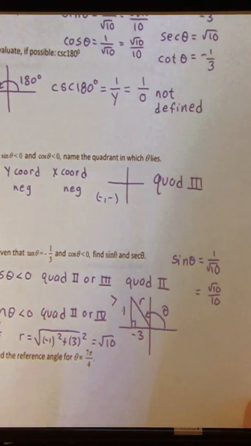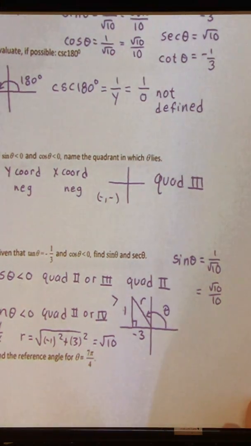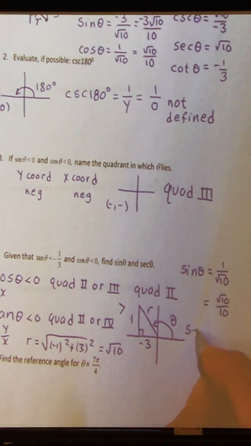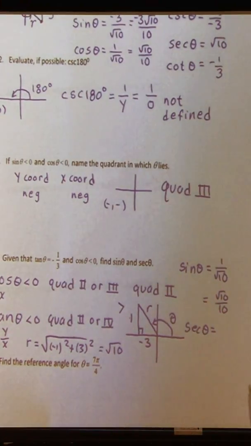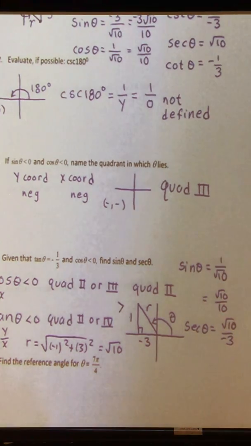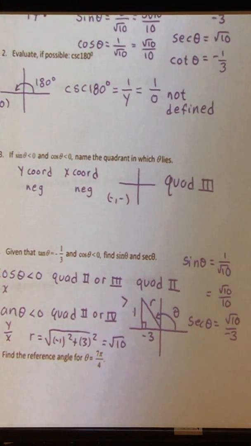And then we need to also get the secant. The secant of the angle is the hypotenuse divided by the adjacent. So that'll be root 10 over negative 3, or negative root 10 divided by 3. And that'll be the value of the secant.